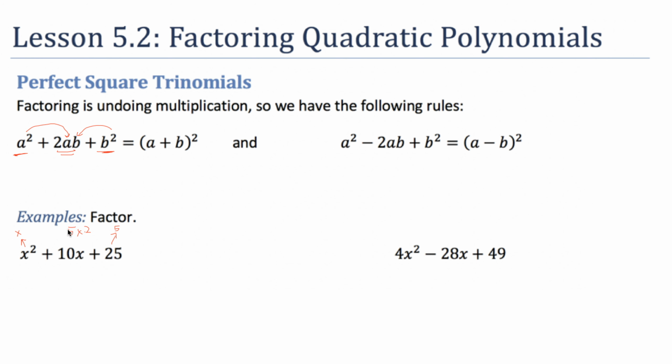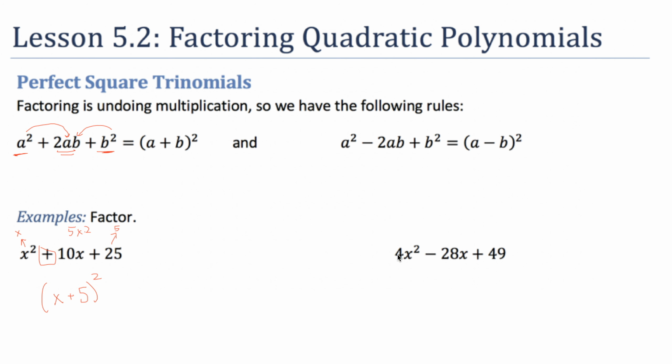Since those three things check out, this is a perfect square. The middle term is the square root of 25, which is 5, times the square root of x squared, which is x, and then times 2. So we can just say this is x coming from here, plus 5 coming from here, squared.